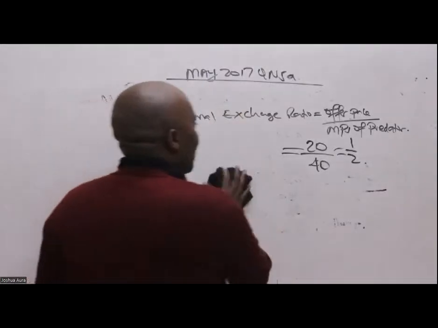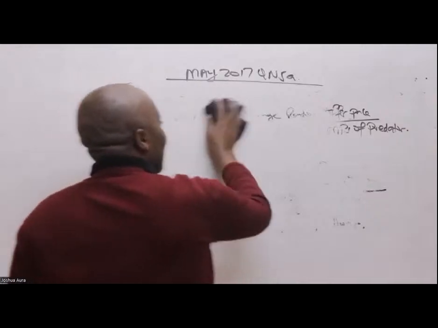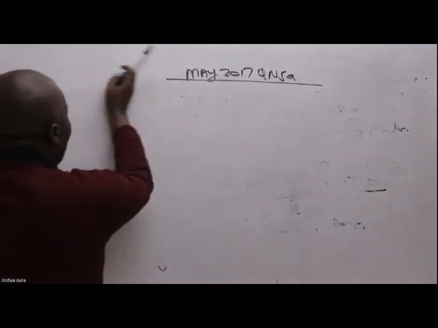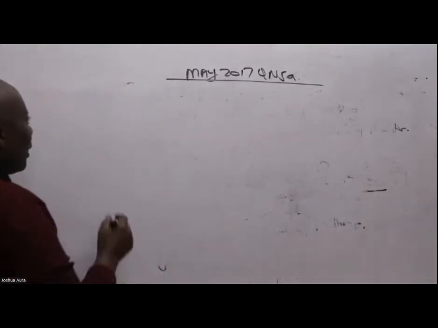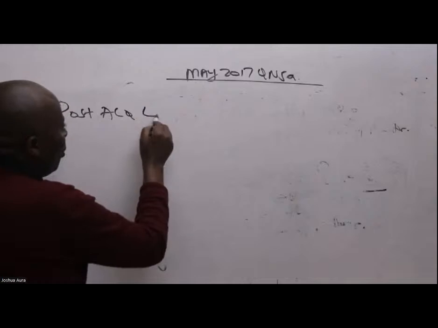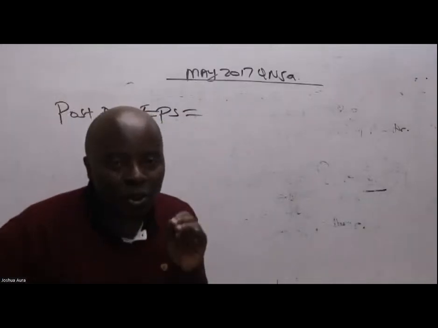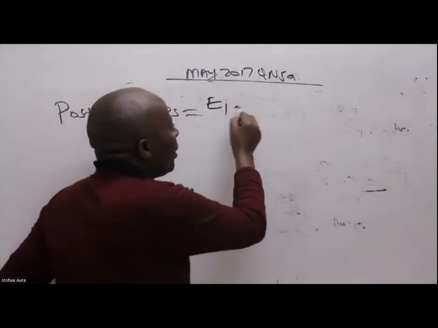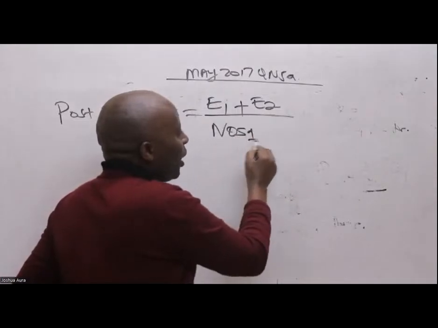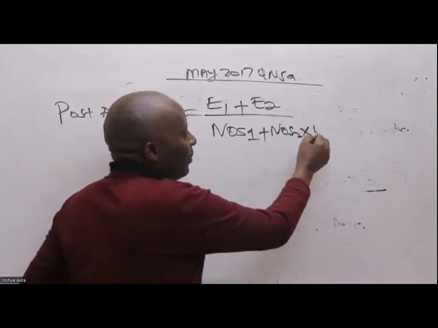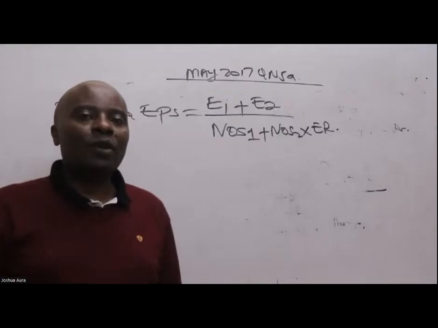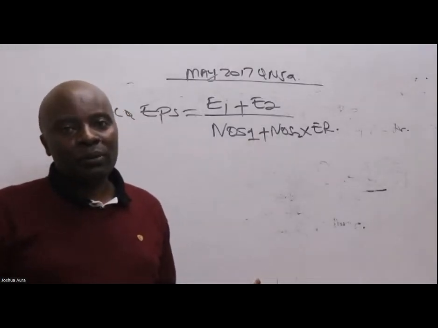Remember, our business, ladies and gentlemen, is to ascertain the post-acquisition earnings, post-marriage. You take earnings of company 1 plus earnings of company 2, all over number of shares of company 1 plus number of shares of company 2 times exchange ratio. Ladies and gentlemen, please listen to me very well. This is a very important formula.